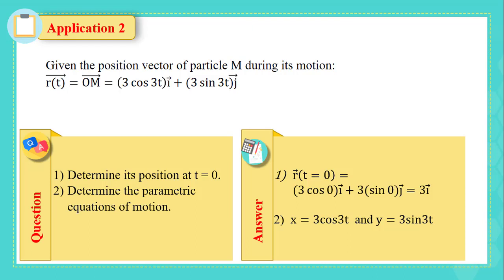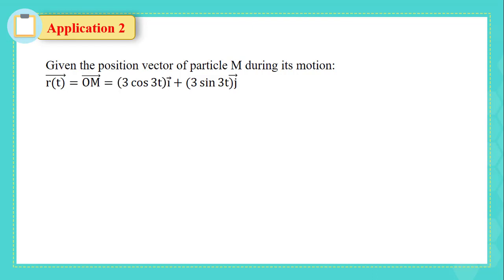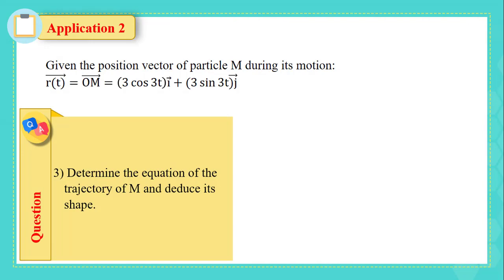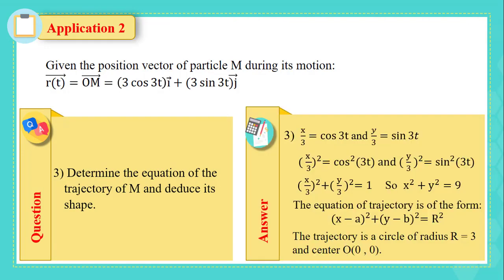In part 2, determine the parametric equations of motion. x is equal to 3 cosine 3t and y is equal to 3 sine 3t. In part 3, determine the equation of the trajectory of M and deduce its shape. Using the parametric equations, we can find that x divided by 3 is equal to cosine 3t and y divided by 3 is equal to sine 3t.